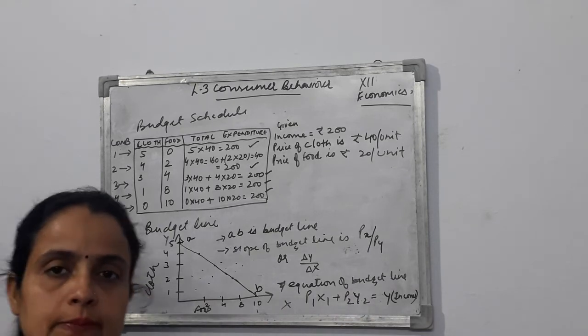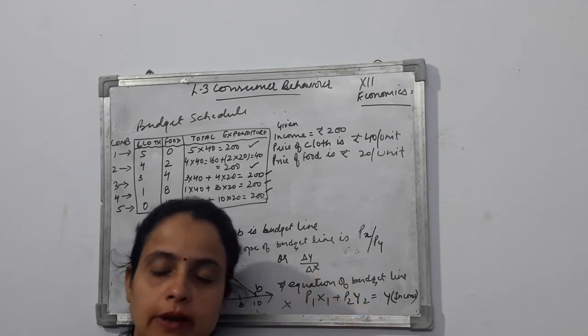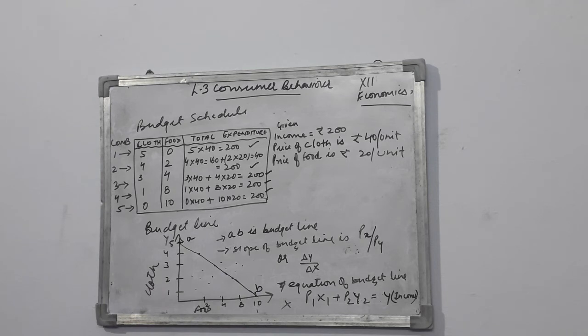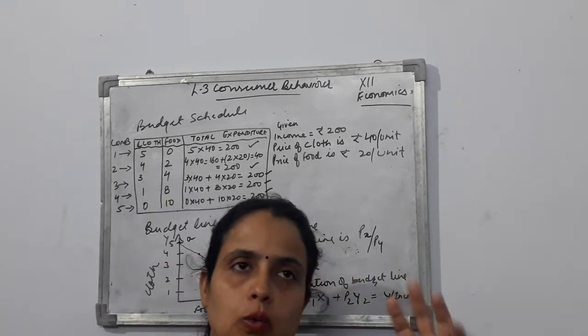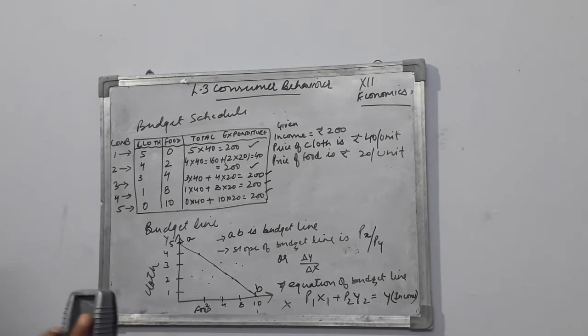So I hope the budget line part is very clear to you. I went very slowly. Vishaka, you had a problem that I was going too fast, but now it's too slow. You can understand this. Now let's talk about consumers equilibrium. So this was very important to make you understand what is IC and what is budget line. Now we'll combine these two to study equilibrium.